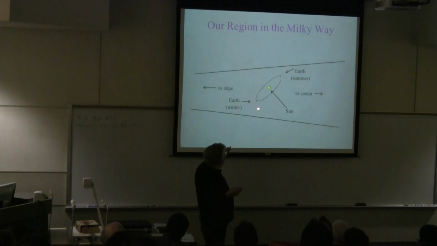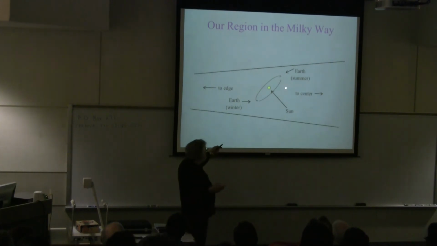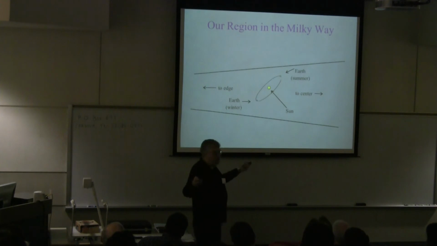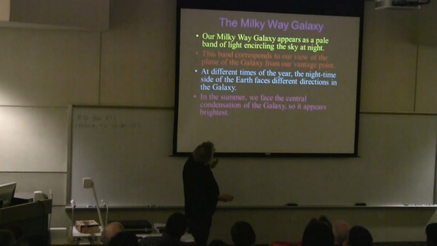This, of course, is not to scale. This makes it look like the solar system is several thousand light years in diameter, but if I drew it to scale, you wouldn't be able to see it. So this is just showing how we see the inside of the galaxy in the summer, the outside in the winter. Any question about that as to why the Milky Way looks brighter in the summer than in the winter? Okay. That's on the test.